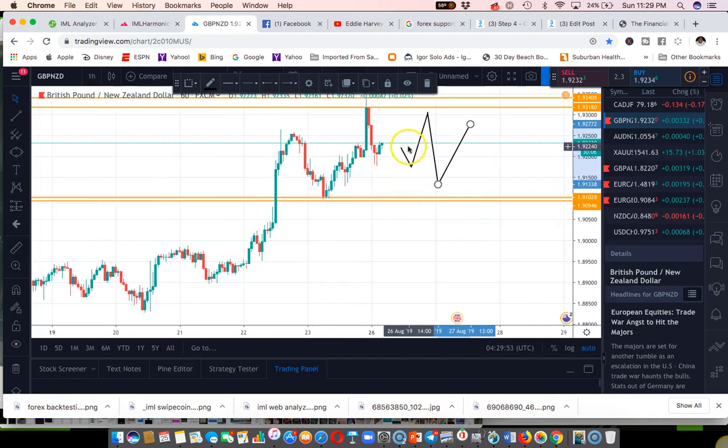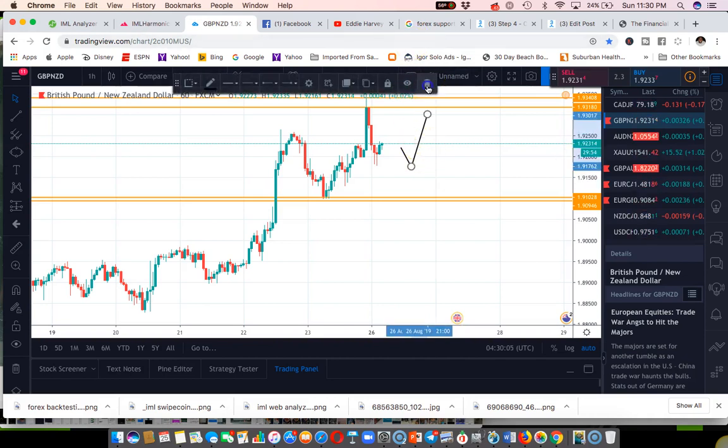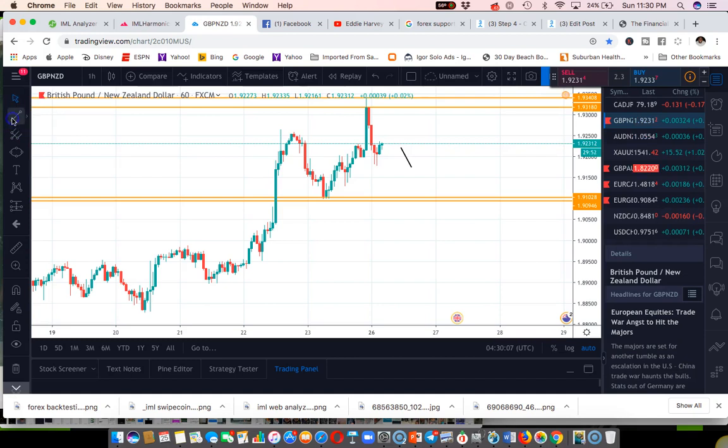So what I'm doing now is I'm going to create these zones. And guys, I hope I'm making sense here to you. I just want to create these zones. I have my support zone, right? And I have my resistance zone.